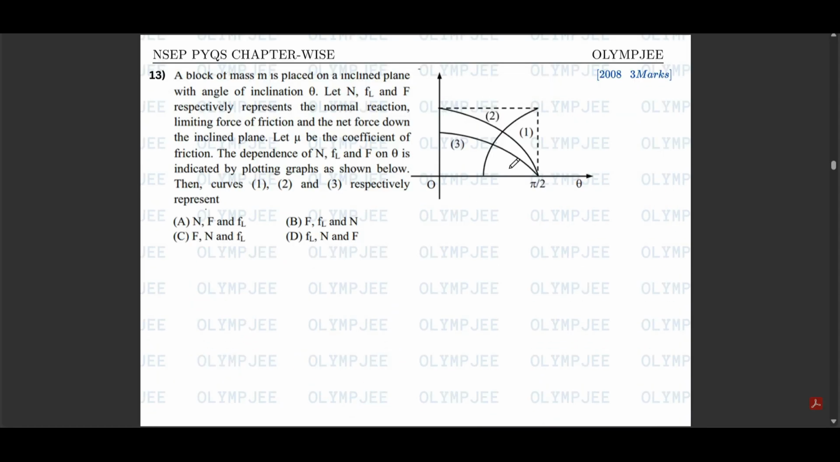Moving on to question 13, we have a block of mass m placed on an inclined plane with angle of inclination theta. Let N, Fl and F respectively represent the normal reaction, limiting force of friction and the net force down the inclined plane. Let mu be the coefficient of friction. The dependence of N, Fl and F on theta is indicated by plotting graphs as shown, and we have to identify which is 1, 2, 3.